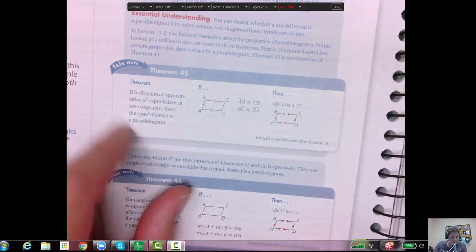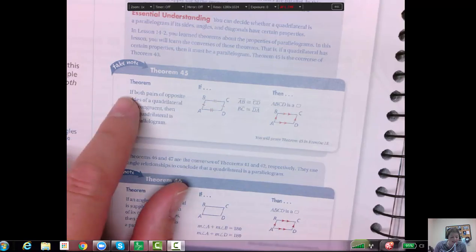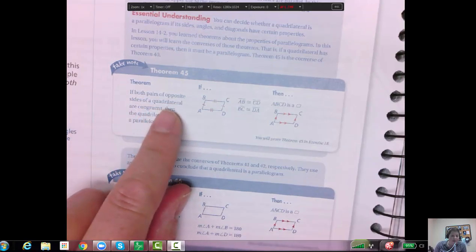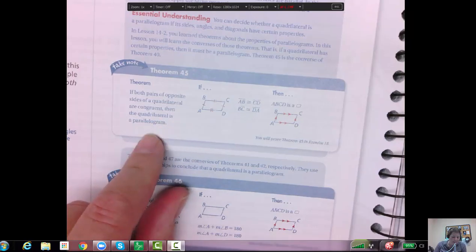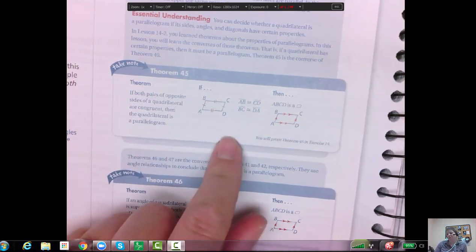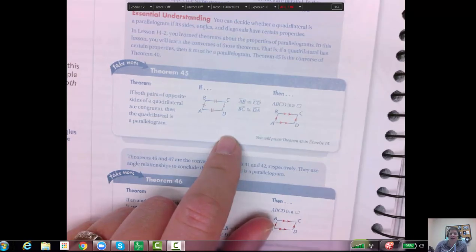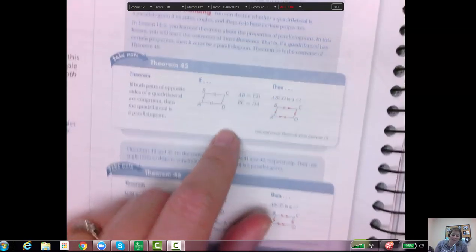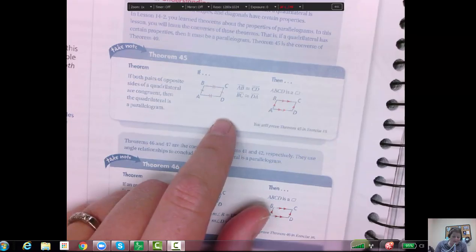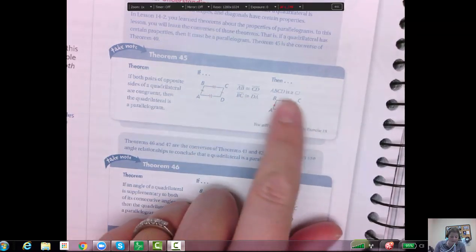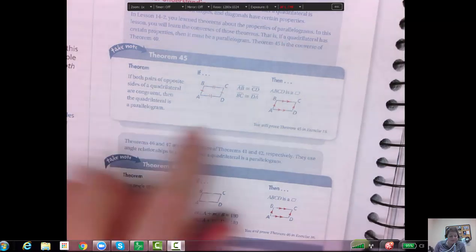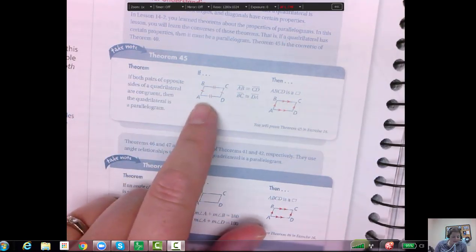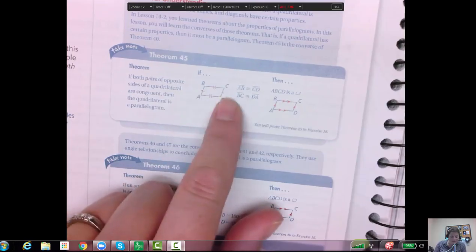So here we go. Theorem 45 is the first thing. If both pairs of opposite sides of the quadrilateral are congruent, then the quadrilateral is a parallelogram. This is probably the most important one of this section. It is what makes it a parallelogram. So if the opposite sides are parallel, then it is a parallelogram. And if we know opposite sides are equal, then we know it's a parallelogram.